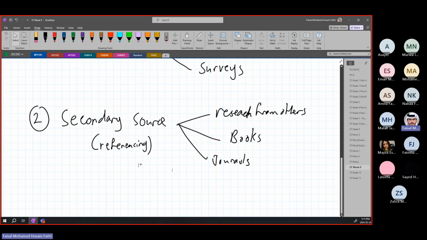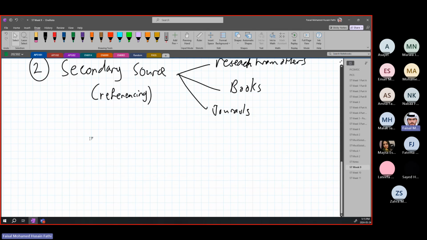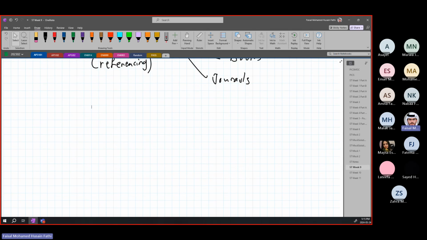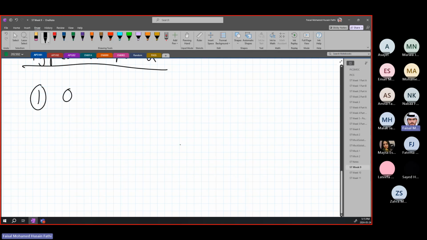So these are the sources for your data. What about the types of data you have? What kind of data do we have? We have two main types of data. The first one is quantitative data.